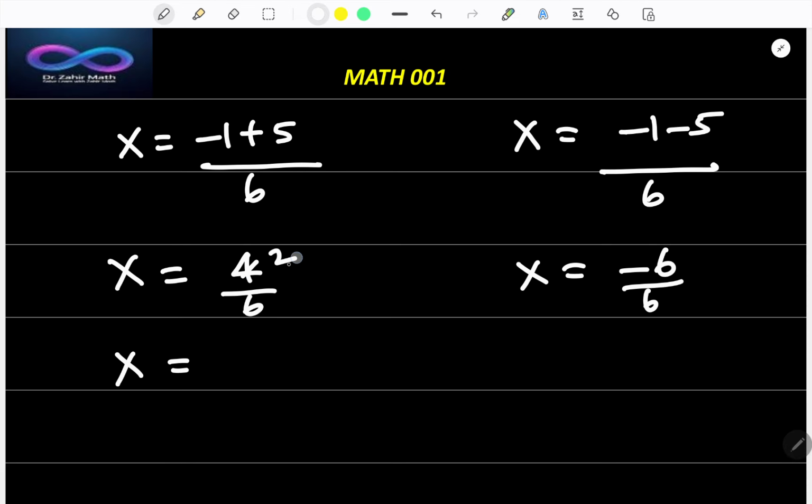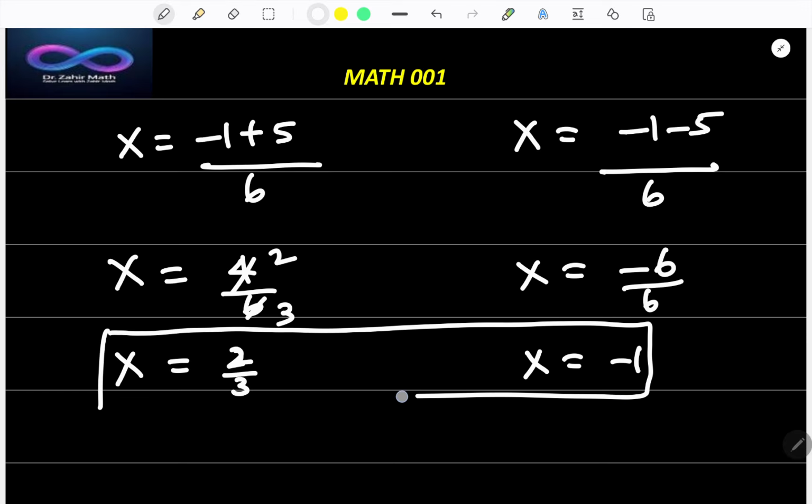4 by 6 is what? 2 by 3. Or you can put it in the calculator, no problem. And x equals negative 1. So these are the answers for you. X equals 2 over 3 and negative 1. Clear all of you? This is a revision. That's why I'm going a little faster.